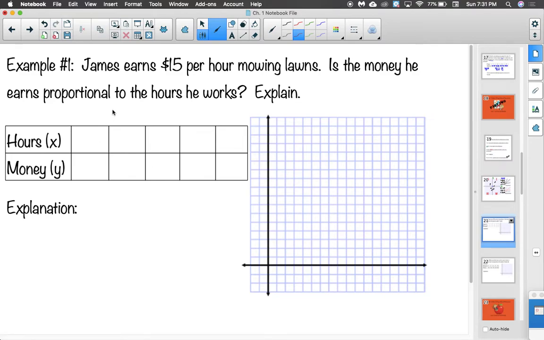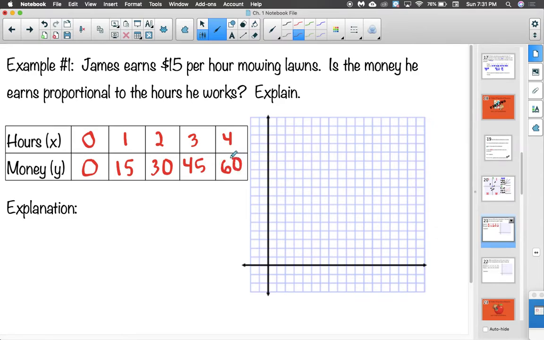So James, we can do a couple different things with this table. We can start off at 0 if we'd like to see how much money he would make if he works 0 hours, and that is $0. So that will help us to see if our line, if our graph is going to pass through the origin. You can do that, you don't have to do that, but in this case, we'll put a 0 there to test it. If he works for 1 hour, he's going to get paid $15. If he works for 2 hours, he'll get paid $30. If he works for 3 hours, he'll get paid $45. And if he works for 4 hours, he'll get paid $60.